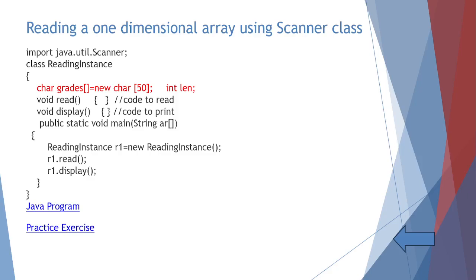But how to call them in the main method, I'm showing over here. Now we create an object of the same class, that is ReadingInstance R1 is equal to new ReadingInstance. And then R1.read. Read is a method without any parameters, so read parenthesis semicolon. And display is another void method without any parameters, so R1.display. Let's see the program in the Java environment.